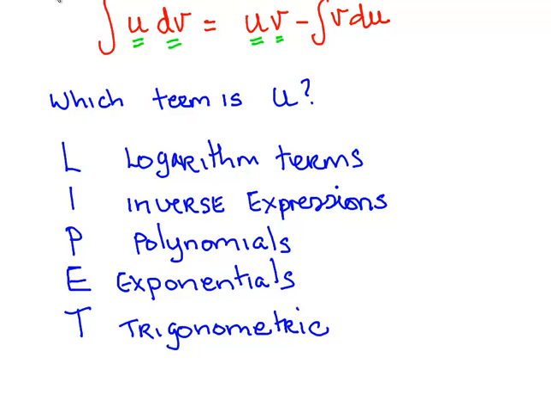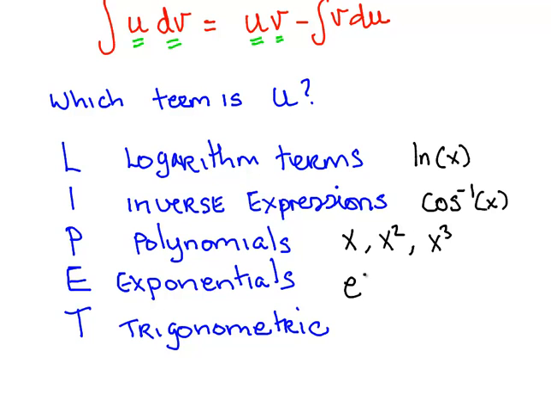So the first term is a logarithmic term, so log of x, let's say. The next one is inverse expressions, for example, cos minus 1 of x, or sine minus 1 of x, or something like that. Polynomials, so something like x squared, x cubed. Exponentials, such as e to the x, e to the 2x, e to the 6x, let's say. And trigonometric terms like sine x and cos x, those would be the last choice for u.